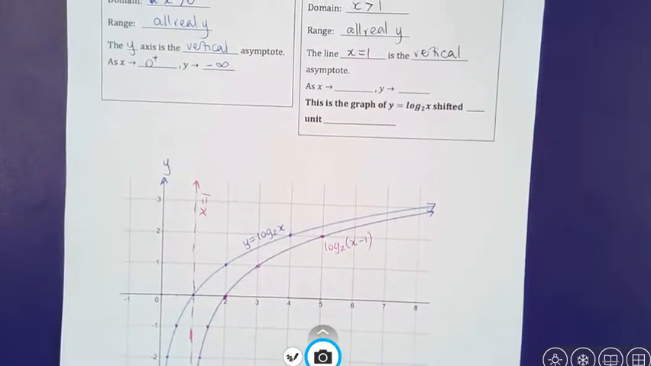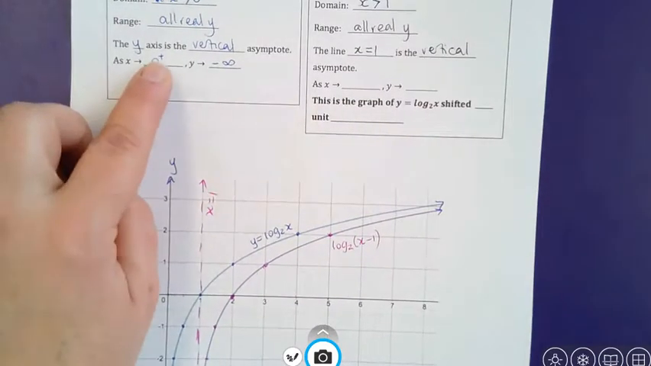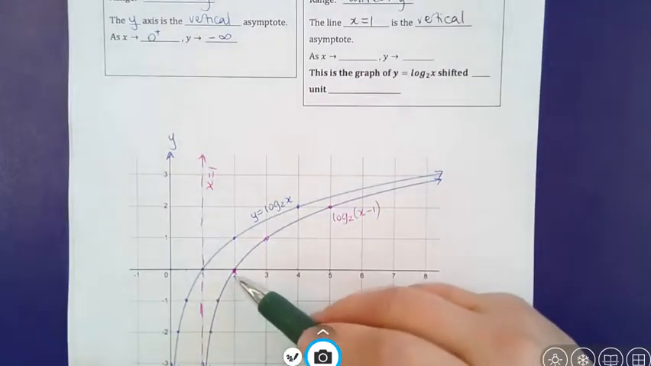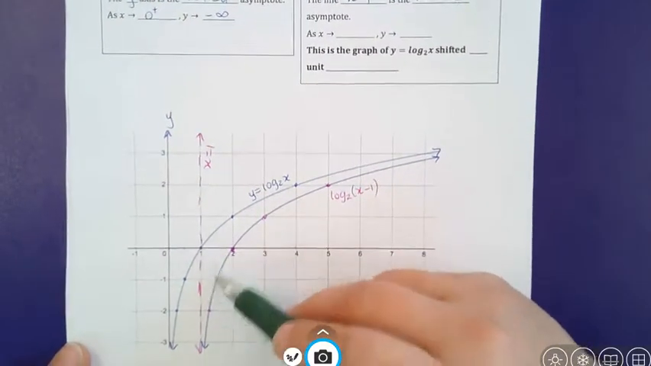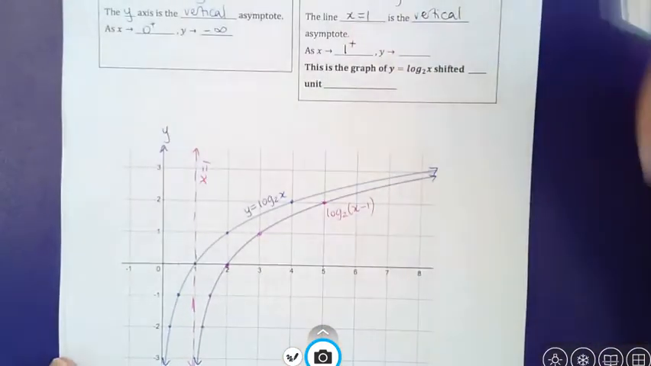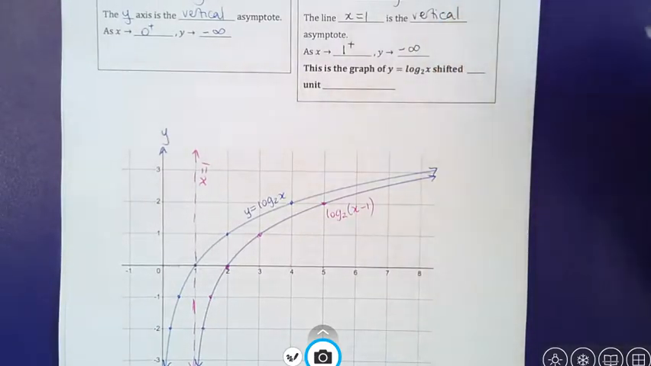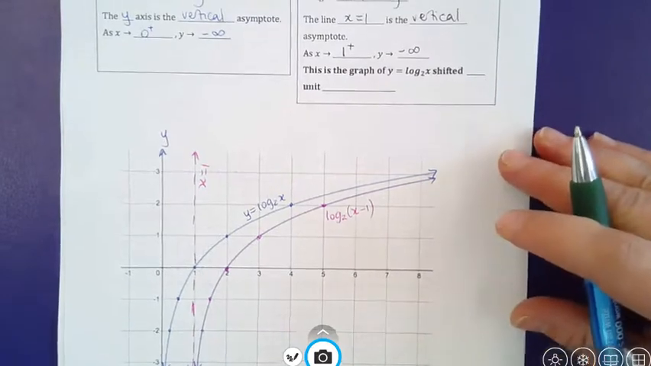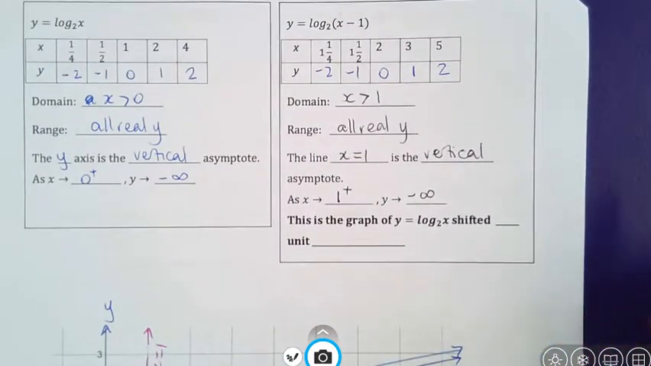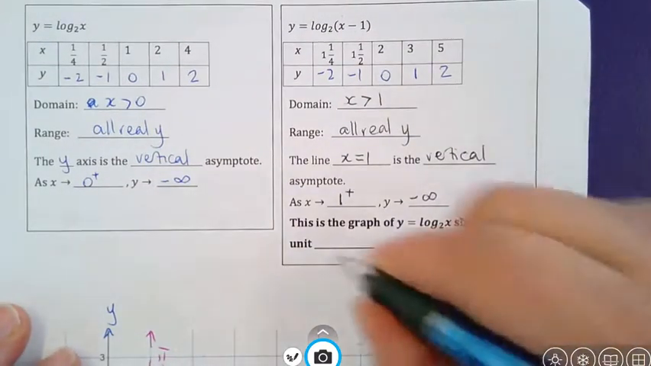Can we all see? Okay, as x approaches, now we were doing 0 from the right-hand side. Tell me, describe this asymptote. As x gets closer and closer to which value? To 1 from above, y approaches negative infinity. Are we all good? So I'll just zoom down again. So this is the graph of y equals log to the base 2 of x shifted 1 unit, which way? To the right.